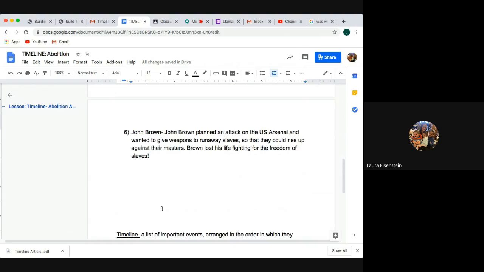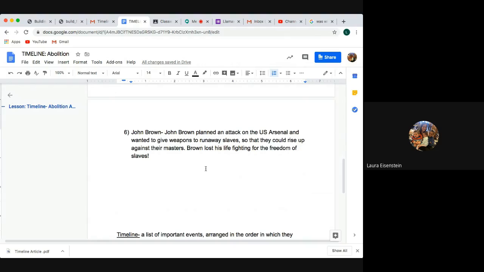So Harriet had said he was a better man for the slaves than Abraham Lincoln because John Brown gave up his life fighting for the freedom of slaves. So it says Brown lost his life fighting for the freedom of slaves.